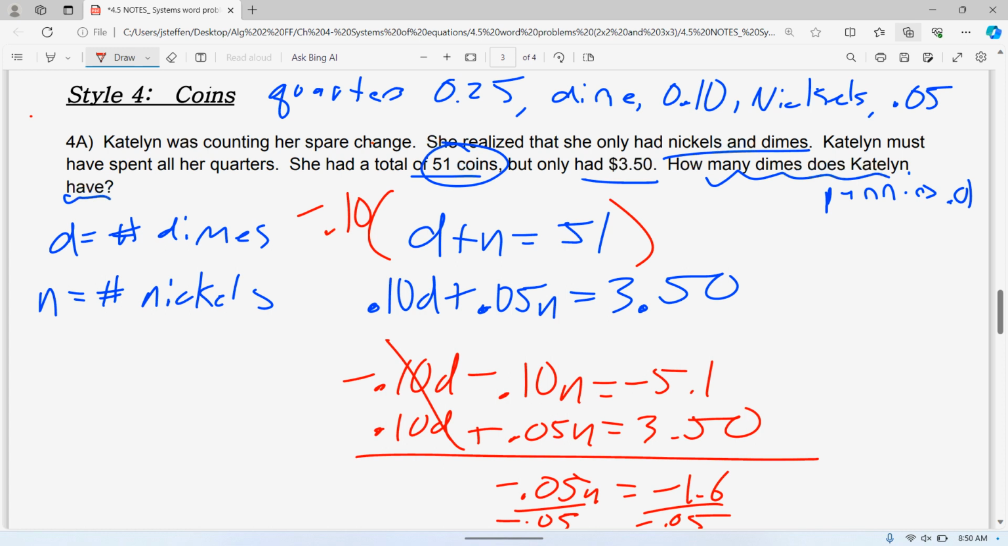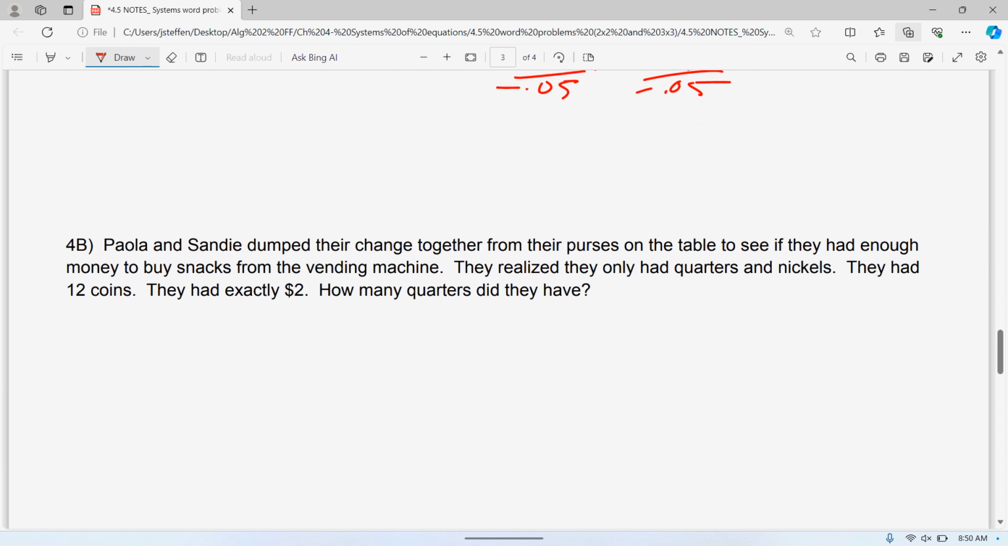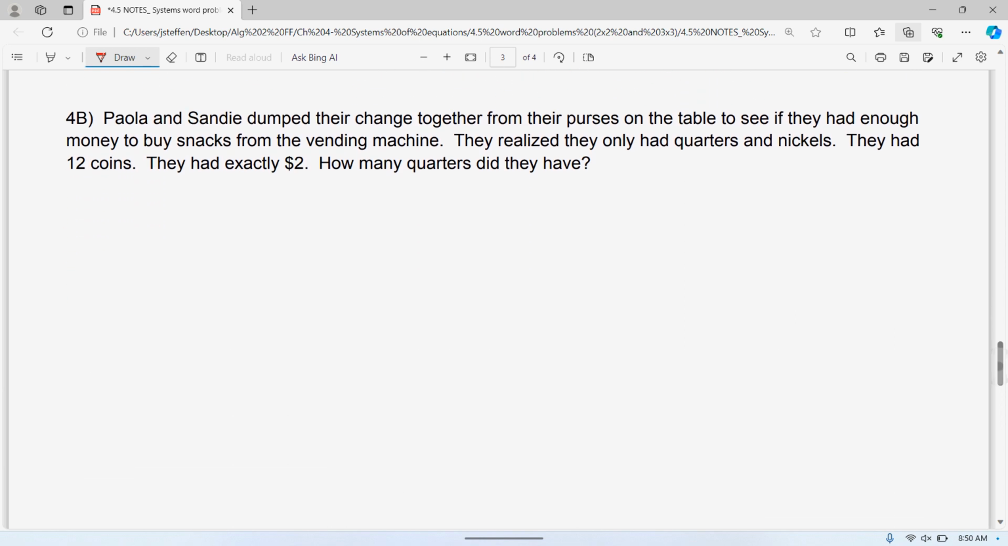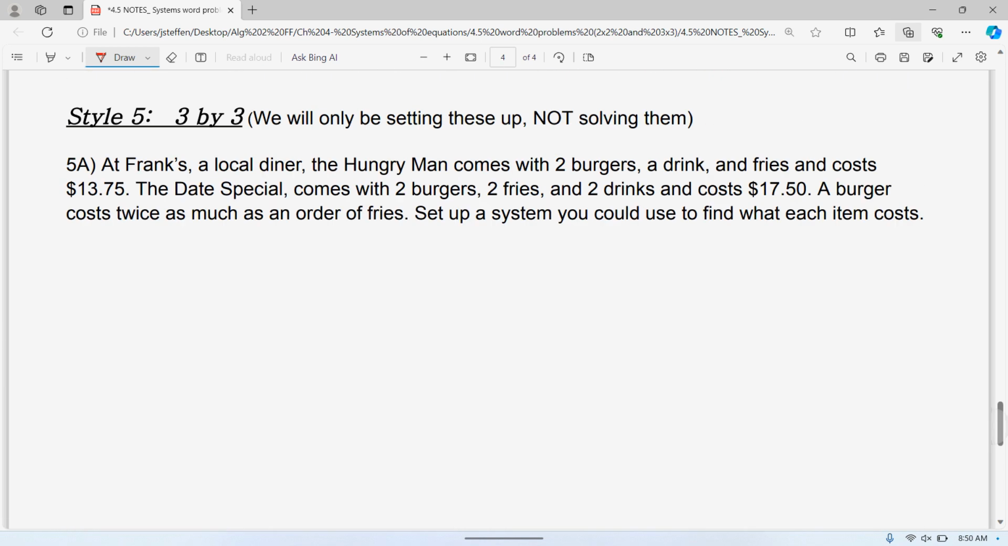I'm going to skip the one that you guys do on this one. I apologize for timing. But the last one we're going to do is 3x3 systems. Most of the 3x3 systems, in my opinion, the first two equations are usually pretty straightforward. The third equation sometimes is straightforward, and sometimes you need to do a little bit more work.